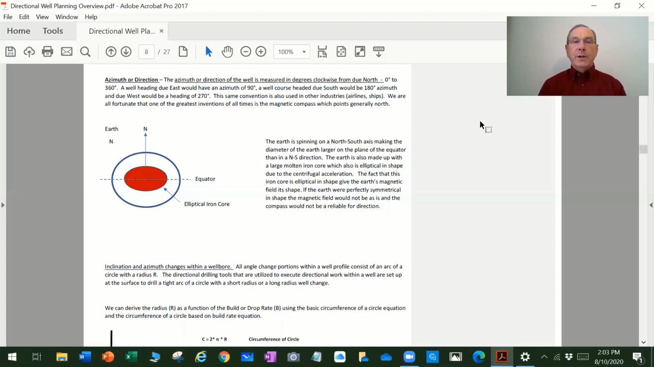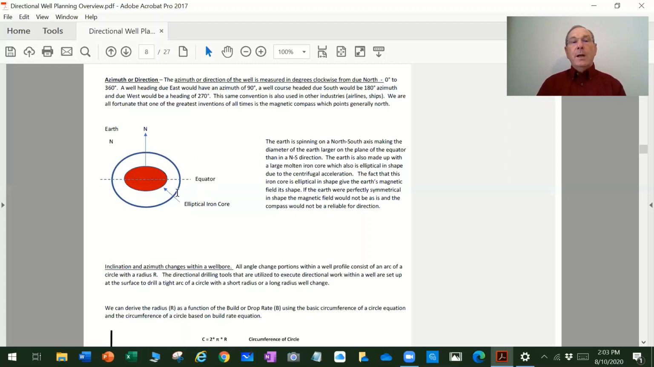Now, it's just an interesting note that one of the greatest inventions of all time is the magnetic compass, which we still utilize greatly in the oil and gas business in order to maintain our direction while we're doing directional work. Now, the Earth spinning on a north-south axis makes the diameter of the Earth larger on the plane of the equator than in a north-south direction. So the Earth is elliptical in shape, as this diagram shows here.